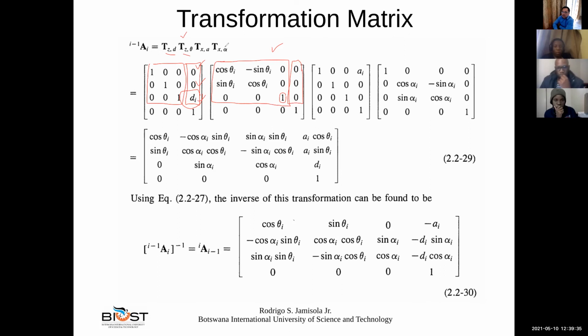Next, along the X-axis by a distance A. Again, that is just translation. So this is identity. Translation of the distance along the X-axis. So this is the X-axis, ai. So nothing about Y and nothing about Z.